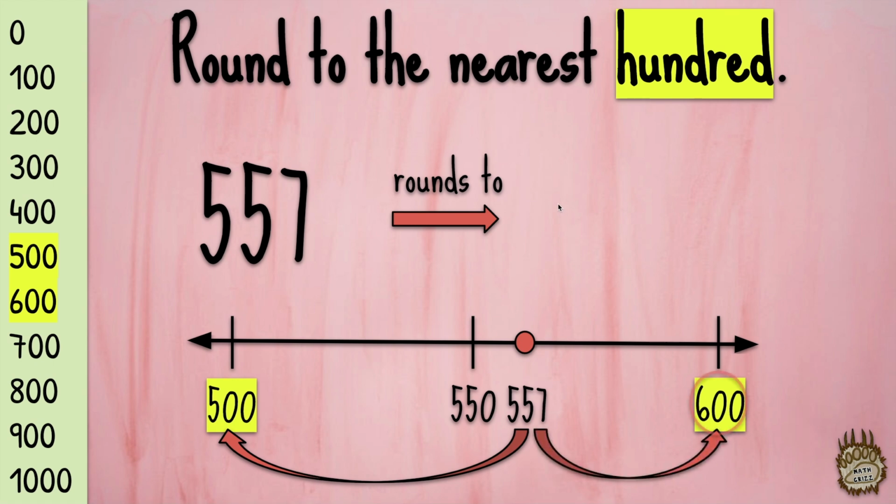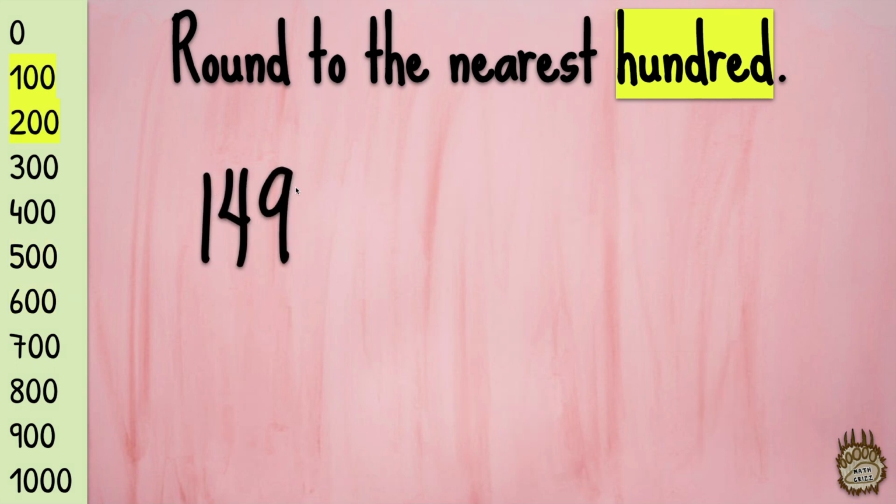It's closer to 600. So when we round 557 to the closest, or the nearest, hundred, it rounds to 600. 149, rounded to the nearest hundred. First off, we need to think, what two hundreds does 149 fall between? We know it falls somewhere in between 100 and 200, somewhere in here.